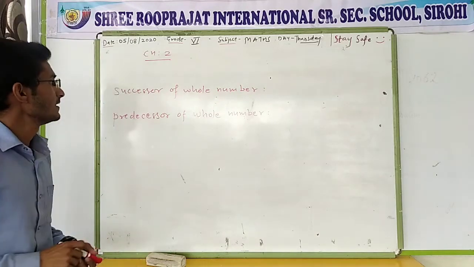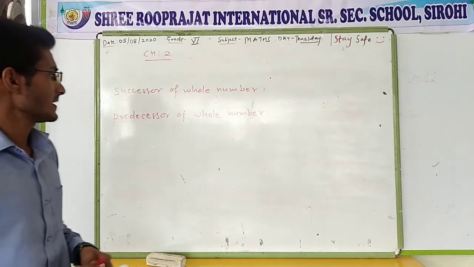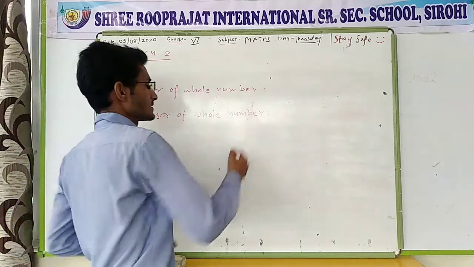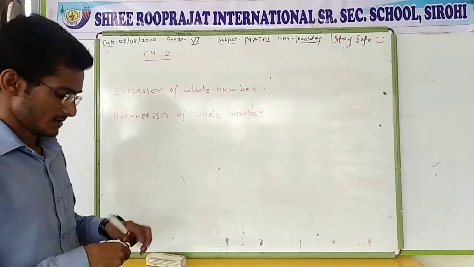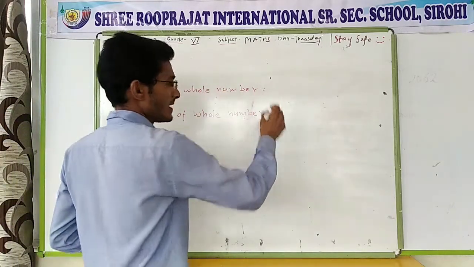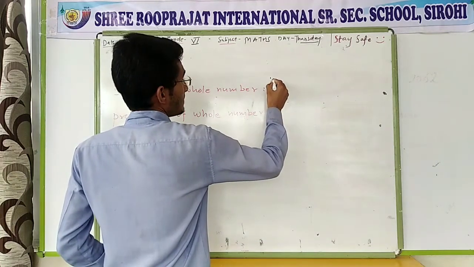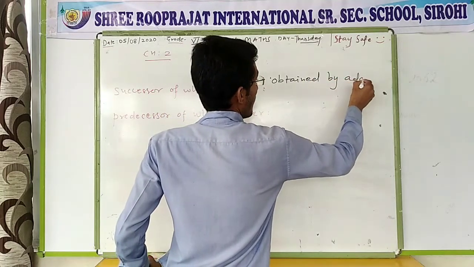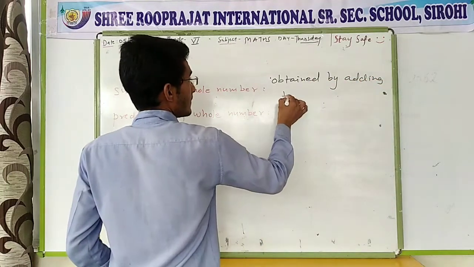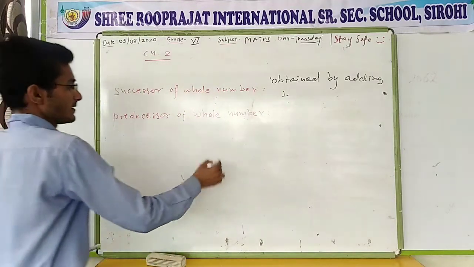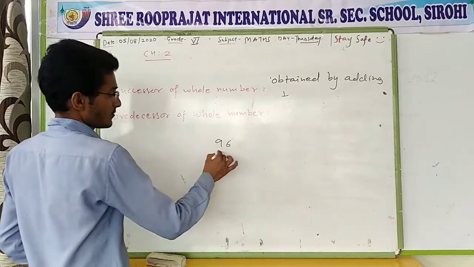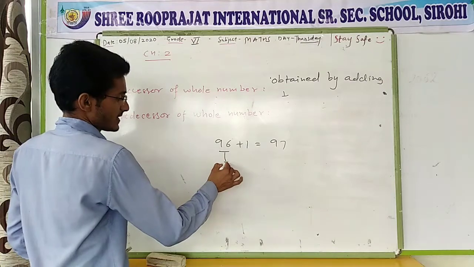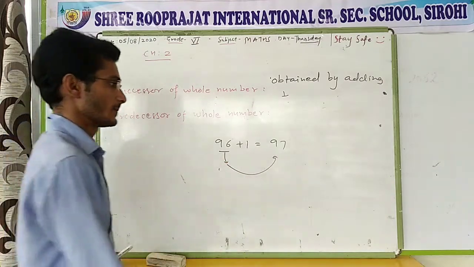So the next one, a successor of a whole number, and next one, a predecessor of a whole number. A successor means a number just followed by, or you can say a number obtained by adding 1. Suppose there is one number like 96, the successor of a whole number, that means you have to add plus 1, you will get 97. So the successor of 96 is 97.